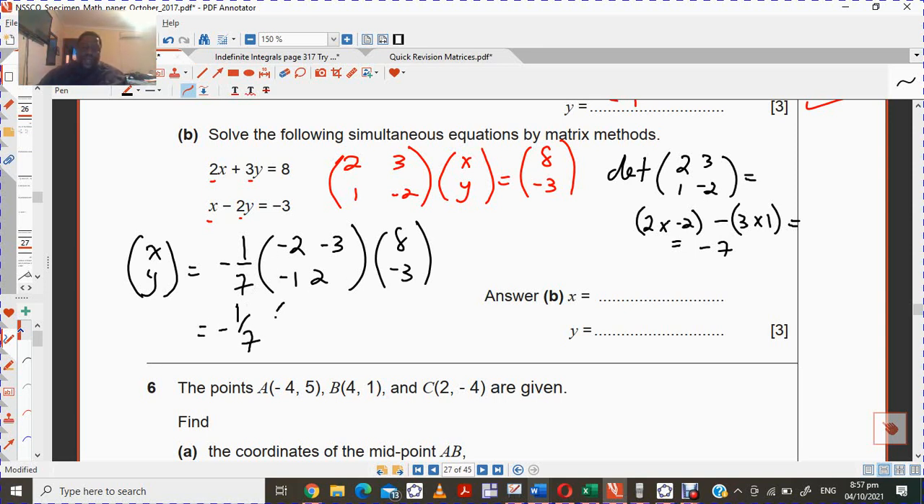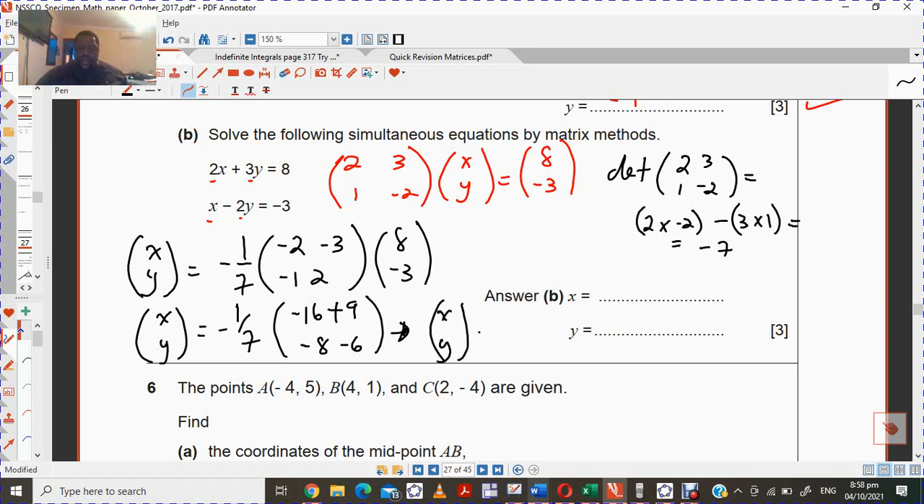And now you multiply this. So negative 2 times 8, that's negative 16. Let's have our negative 16 properly. Negative 3 times negative 3, that's positive 9. And negative 1 times 8 is negative 8. And 2 times 3 is negative 6. All in all, this should clear up to something.